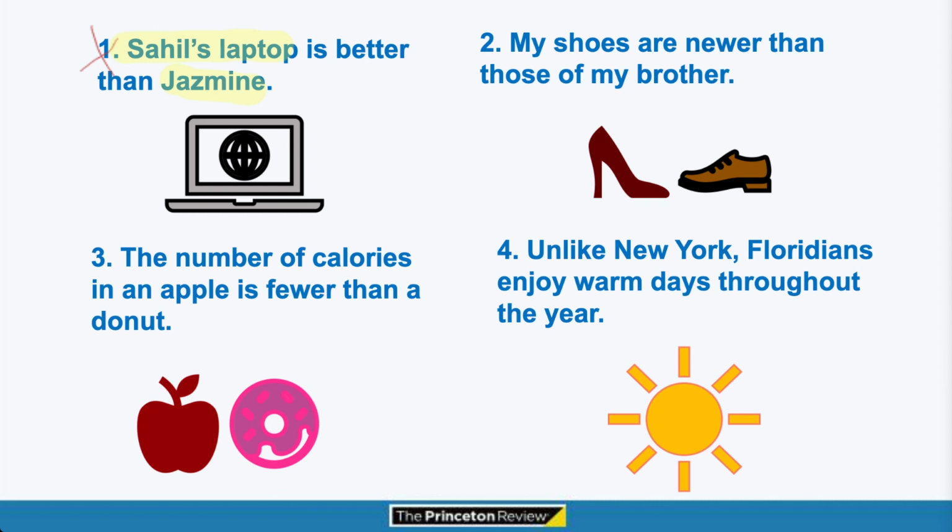But most likely, if you were writing that sentence, you meant to compare Sahil's laptop to that of Jasmine or Jasmine's laptop. So you could say Sahil's laptop is better than Jasmine's laptop. You could say Sahil's laptop is better than Jasmine's. Or you could say Sahil's laptop is better than that of Jasmine.